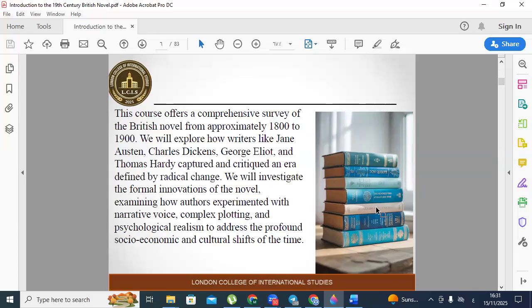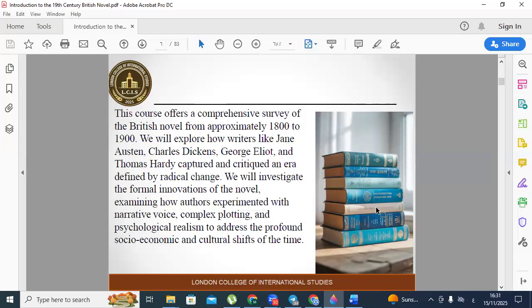This course offers a comprehensive survey of the British novel from approximately 1800 to 1900. We will explore how writers like Jane Austen, Charles Dickens, George Eliot, and Thomas Hardy captured and critiqued an era defined by radical change. We will investigate the formal innovations of the novel, examining how authors experimented with narrative voice, complex plotting, and psychological realism to address the profound socio-economic and cultural shifts of the time.